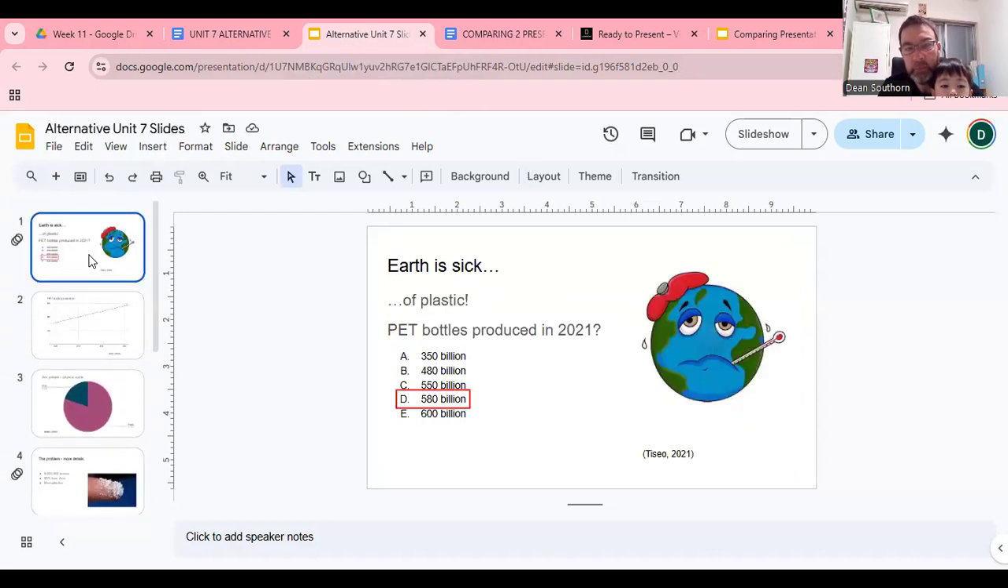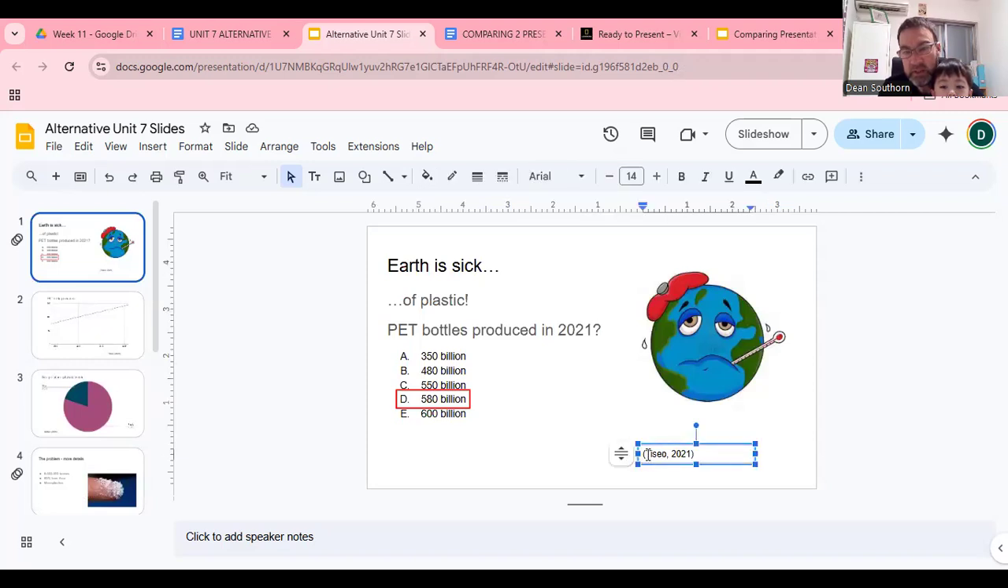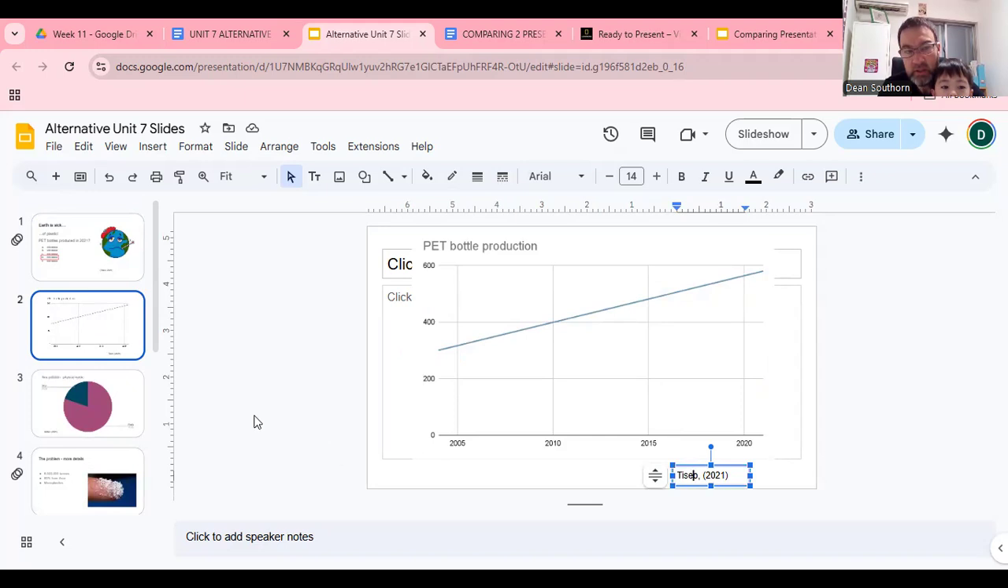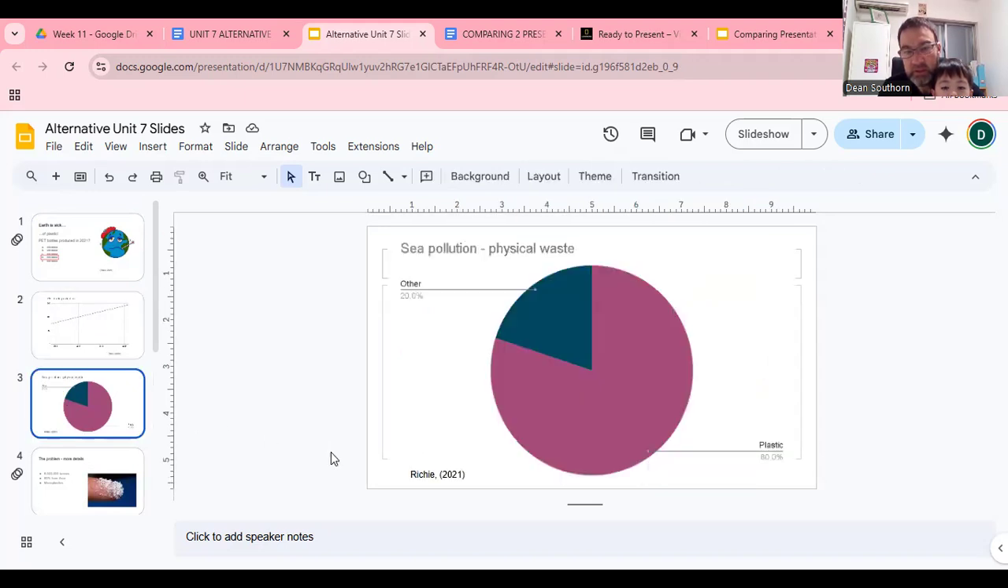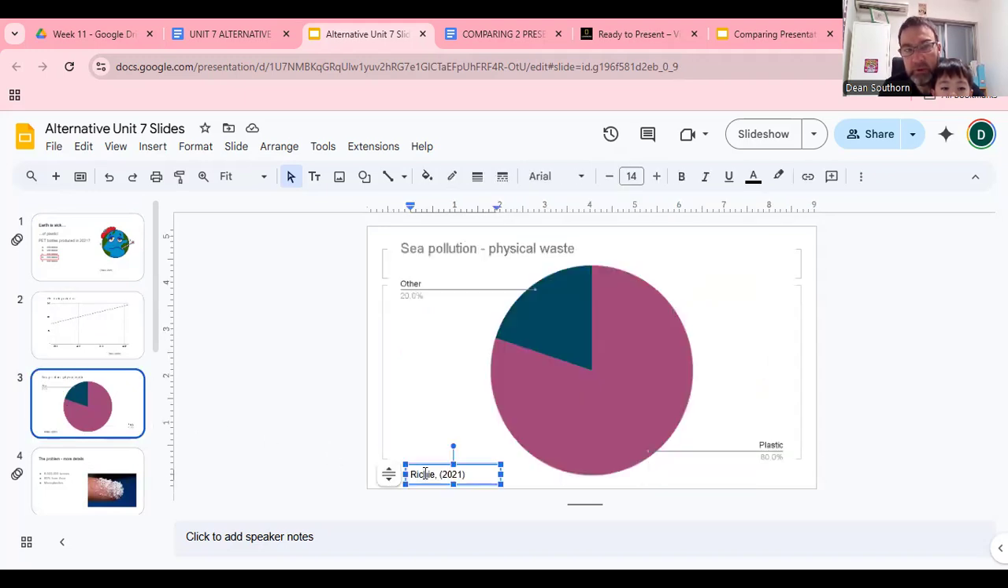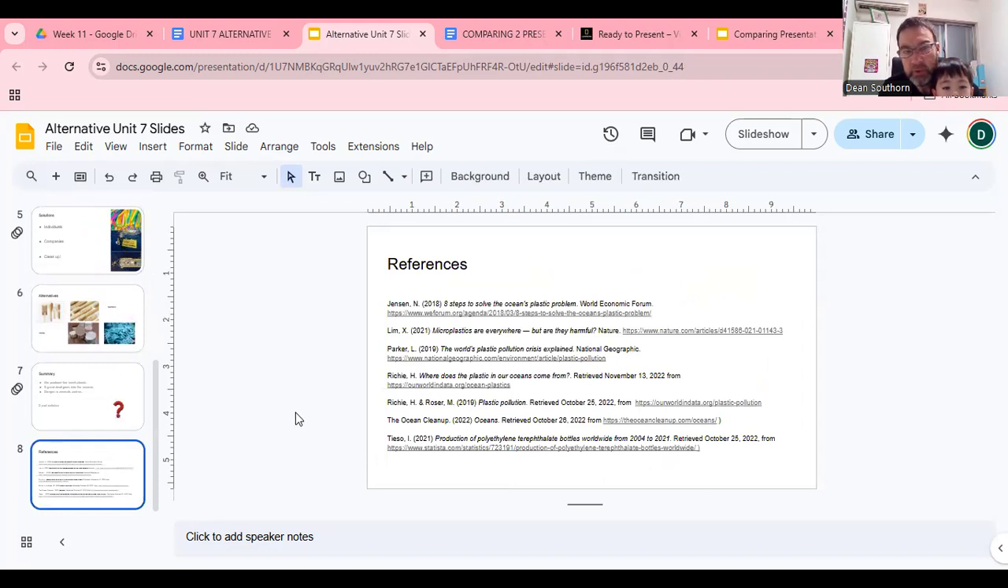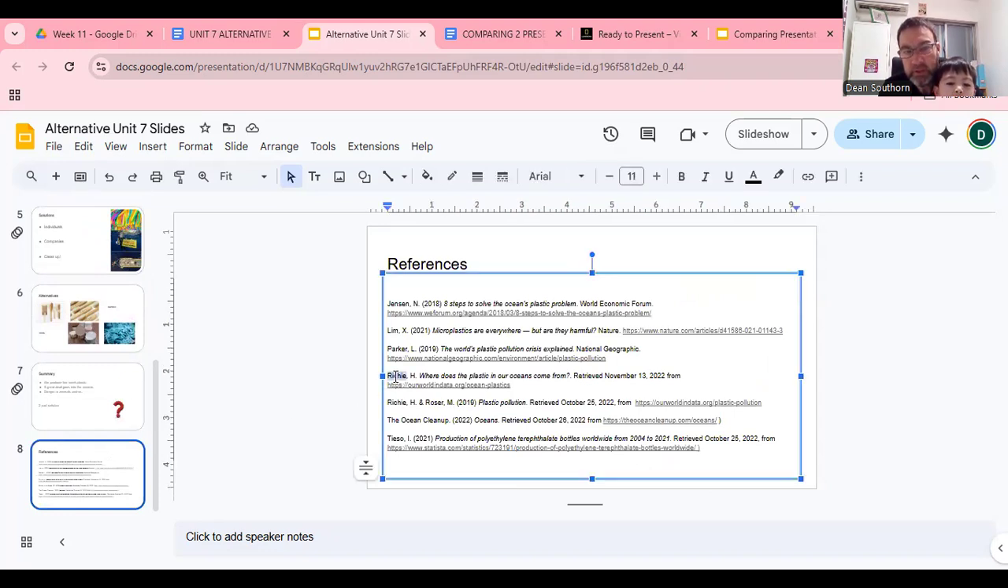If we go back to the slides, not only do we have references here, but we also, throughout the presentation, have citations. So we have citations here. We have citations here. We have citations here to show where this information came from. And all this information, all these citations, they will connect to your references. So there we have Ritchie, there we have Tieso, showing where it came from.